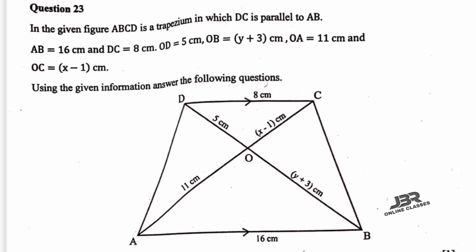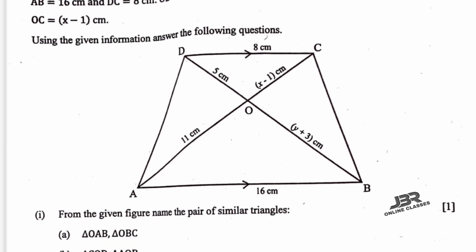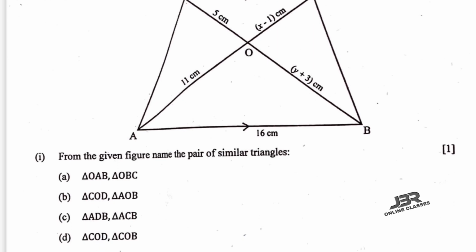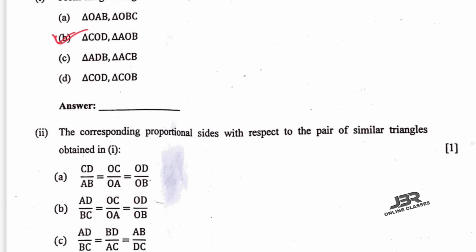Next, number 23. In the given figure, ABCD is a trapezium. DC is parallel to AB. AB equal to 16, DC equal to 8, OD 5, OB y plus 3, OA 11, and OC equal to x minus 1 centimeter. So here first one, from the given figure, name the pair of similar triangles. So first one here, COD and AOB are the similar triangles. Number 2, the corresponding proportional sides with respect to the pair of similar triangles, it will be here option A. Okay, first one option B, second one option A.